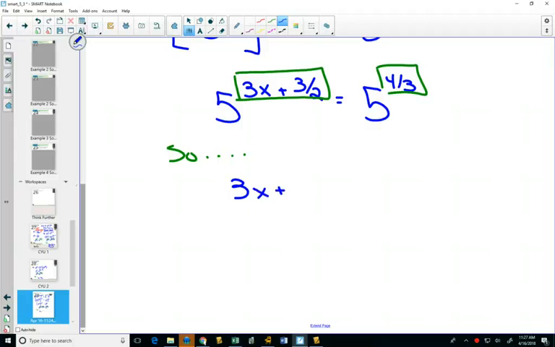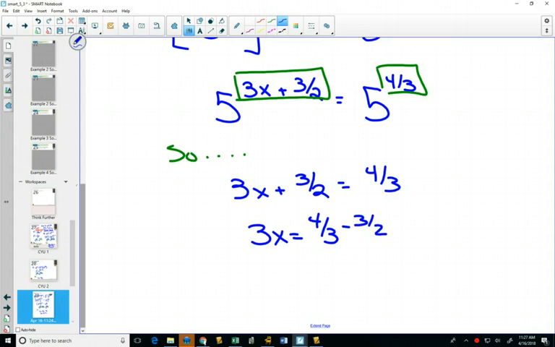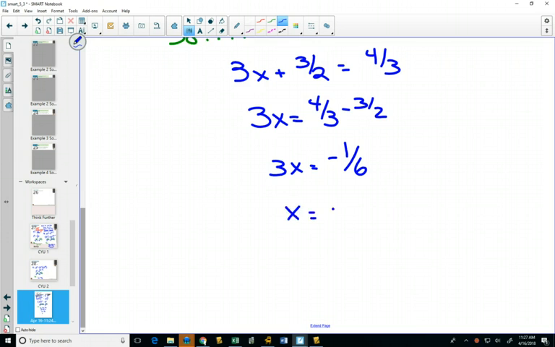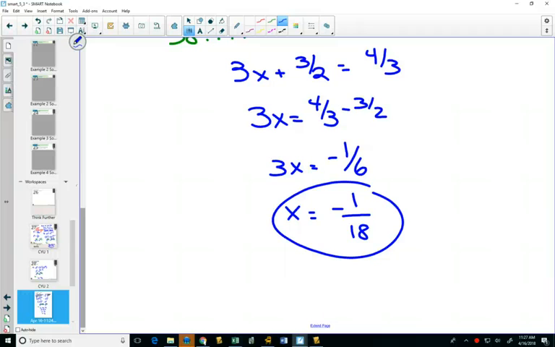That means that 3x plus 3/2 has to equal 4/3. And then we get a simple equation with just solving for x. So I'll move my x all by itself on one side. How do you subtract fractions? Have to get a common denominator. This is 8/6, this is 9/6. 8/6 minus 9/6 will be negative 1/6. Divide both sides by 3, which is the same as multiplying by 1/3. And we get x is equal to negative 1/18.